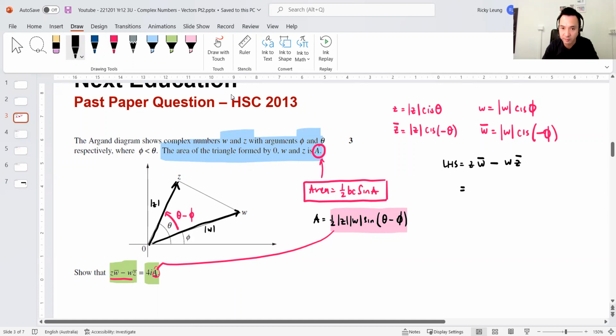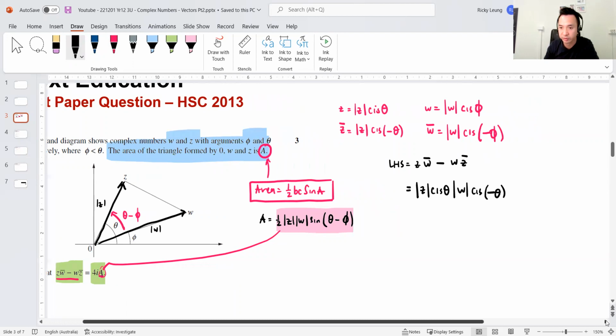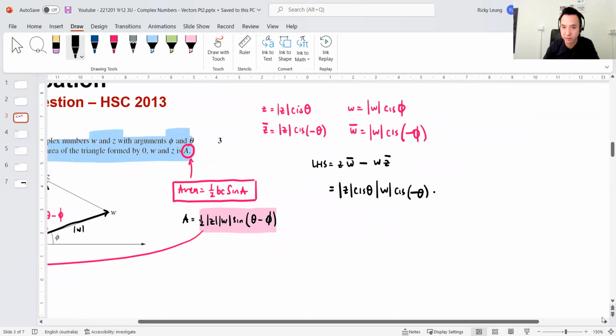So do I know anything else? No, I don't think so. So let's see. This guy is cis theta, this guy is cis minus theta. Move that over, I need a bit of horizontal space. Minus W cis, sorry, that's phi, isn't it? Because it's W. And then Z cis negative theta.